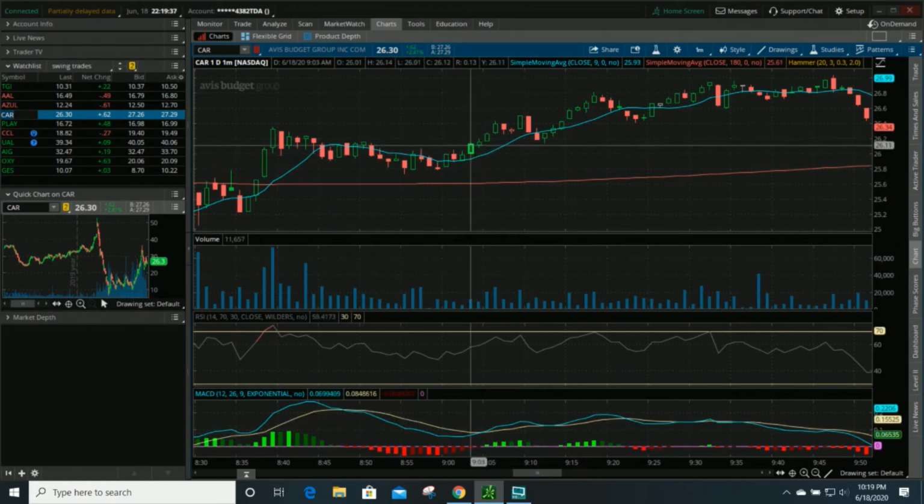So 1, 2, 3 right here. We get another confirmation. We buy in. We validate. Not too much, a couple cents, but it's all right. Another one, we lost money.